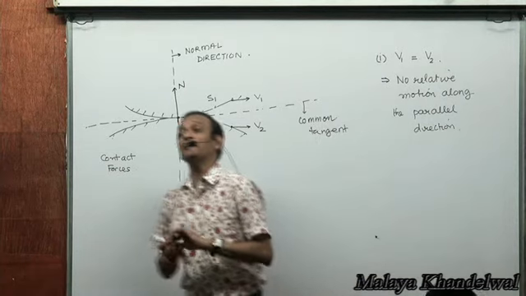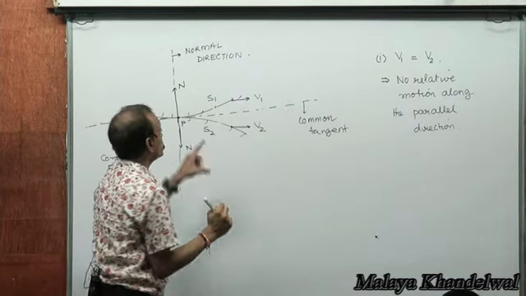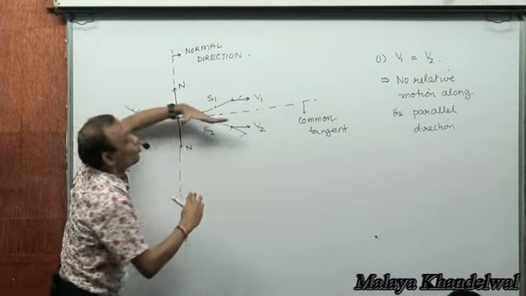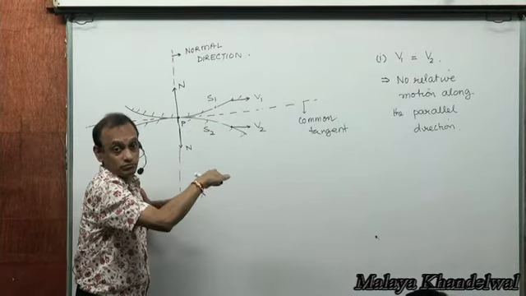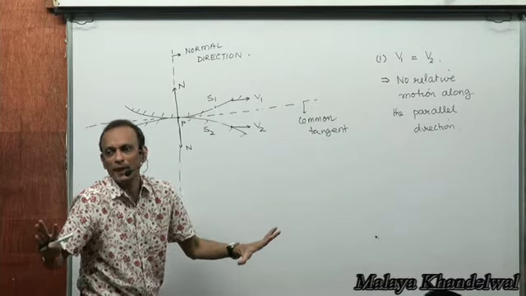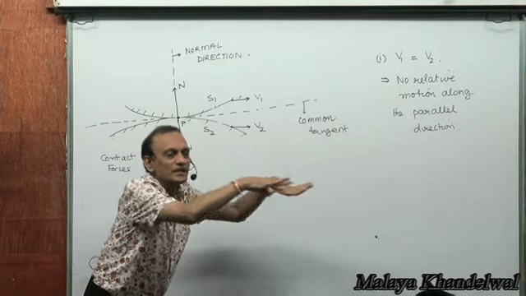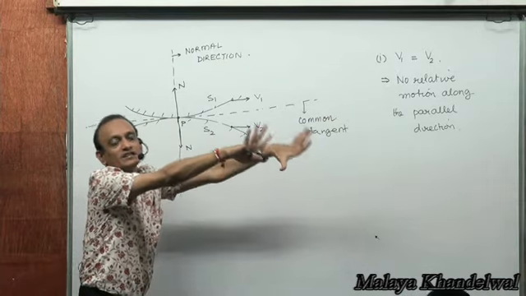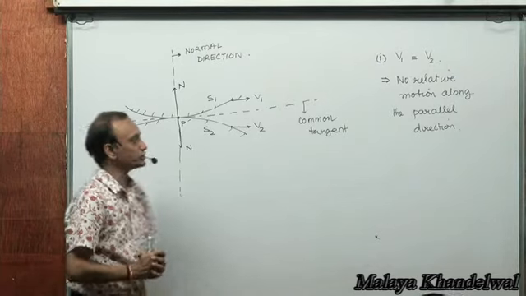And if there is no relative motion along the parallel direction, all's good. There would be no forces that S1 and S2 will exert on each other in the parallel direction, because the two surfaces are moving in harmony with each other in the parallel direction. Therefore, in the parallel direction, there would be no forces that they need to exert on each other.